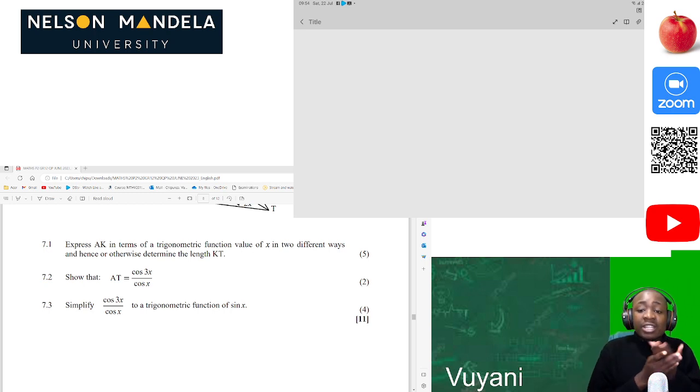Now let's look at Euclidean geometry, the father of paper 2, the hardest or the easiest one. It's either going to be hard or it's going to be easy for you. So let's look at this Euclidean geometry, and I hope everyone is going to enjoy.